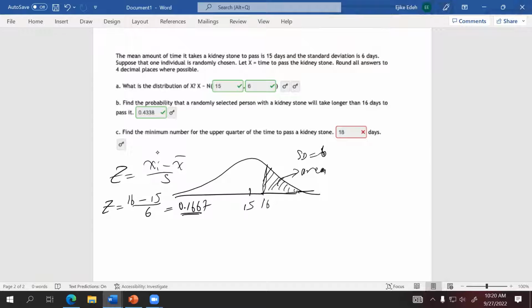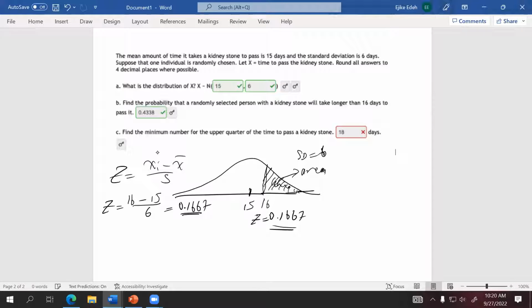you want to change it to area. So in terms of area now, which is the area on top here, you got a Z value of, so this is your data point. So that 16 is equivalent to a Z value of 0.1667. So it's positive, and you can tell it's positive because it's on the right-hand side, right? It's above the mean, so Z should be positive.